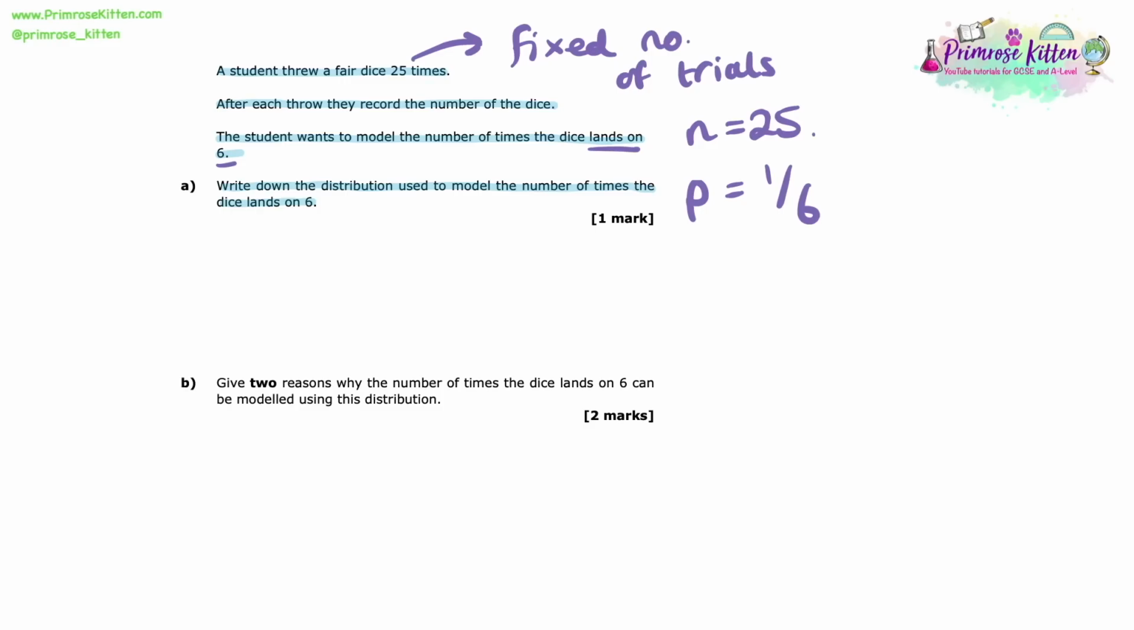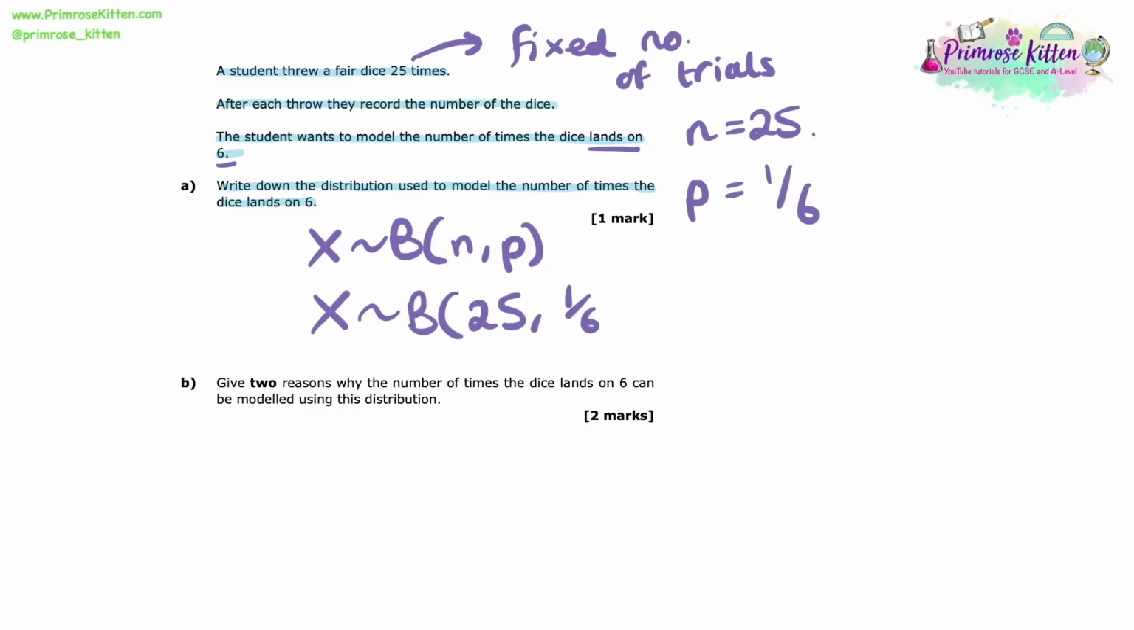So when it comes to drawing a binomial distribution, the general form is you have an X with a little squiggle, and then a B, and then in brackets n and p. So in this case, we've got X squiggle B, and in the brackets we've got 25 and 1/6. And that is your distribution.